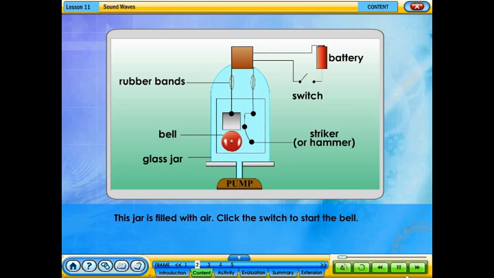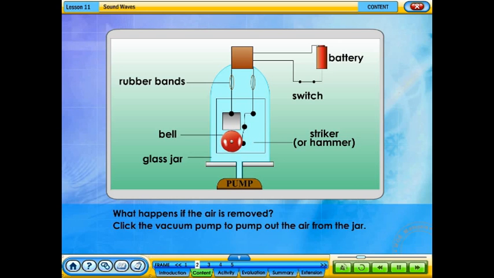This jar is filled with air. Click the switch to start the bell. Can you hear the sound of the electric bell? What happens if the air is removed? Click the vacuum pump to pump out the air from the jar.